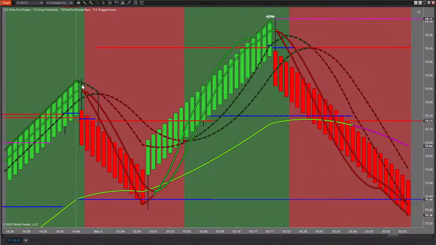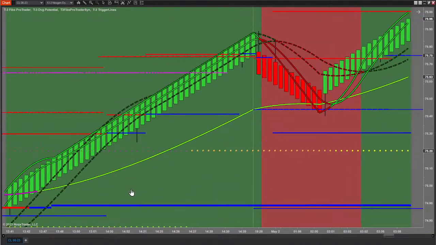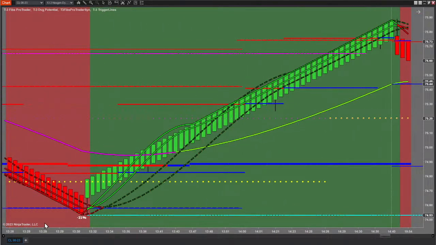Here's an example. Bad top, right? No areas of resistance. It's just trigger lines. Pulls all the way back to support. Finishes the move up to that key Fibonacci area. So you can start to see these a little bit.